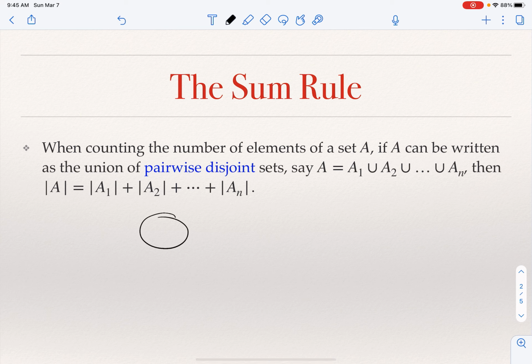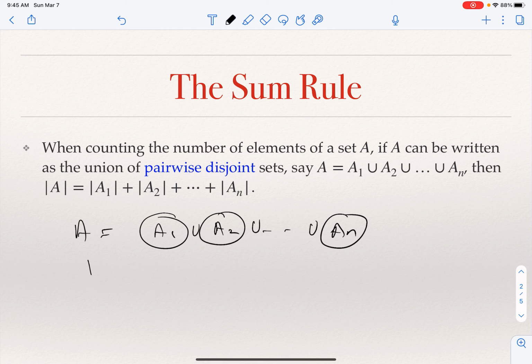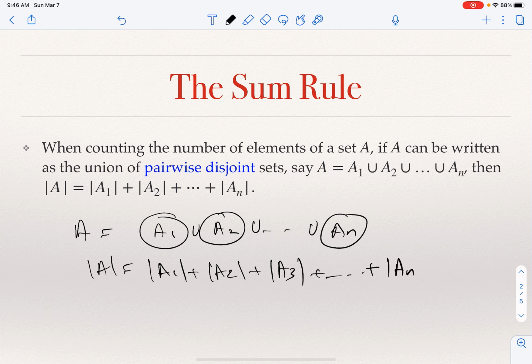So if this is really the Venn diagram, this is A1 and A2 all the way to An, and A is the union of all of them, it makes sense that when we try to count the number of elements in A, it's the number of elements in A1, plus the elements in A2, which are different from the elements in A1, so I can add their number. The elements in A3 are different from the elements in A1 and A2, so I can add their number, and so on, all the way to An. Okay? So this is the sum rule.